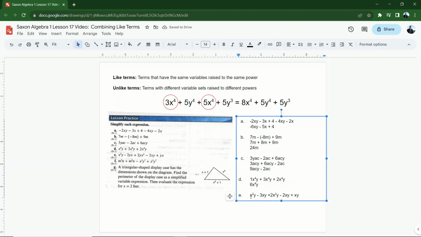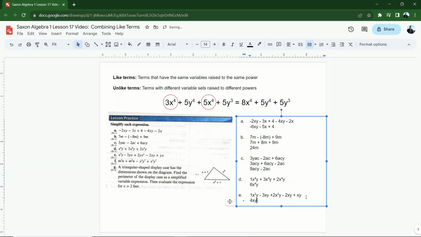Here I have my implied 1 right at the beginning, x squared y. Oh, that's not xy though. Minus 3xy minus 2xy. I can combine that to make negative 5xy plus xy. Negative 5 plus 1 is negative 4. So I know that in my expression here, I'm going to have minus 4xy.